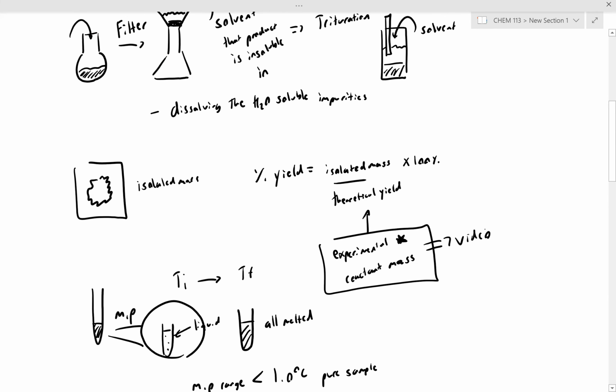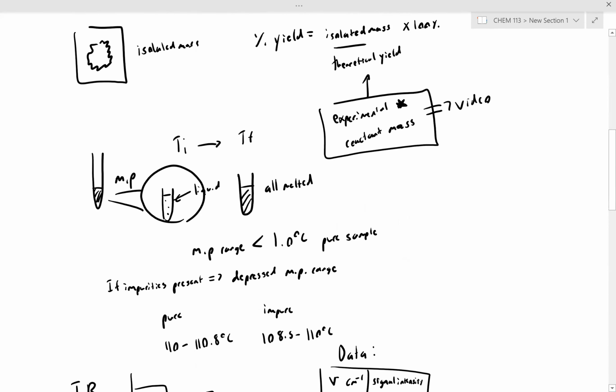Yes. Okay, so the next thing we're going to do is take a melting point. So in our melting point, we load our capillary with our solid. It's going to be evacuated to minimize reaction with air and degradation due to reaction with air. We're going to record a T initial and T final. The T initial is when you first observe the liquid drops. The T final is when the entirety of your sample has melted.